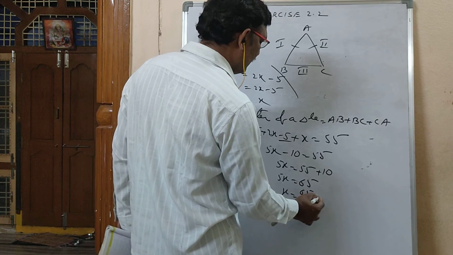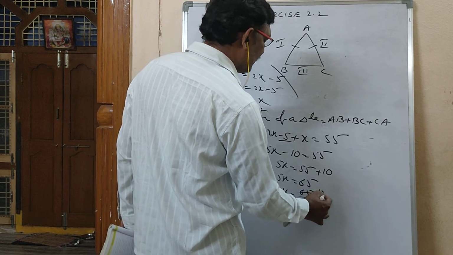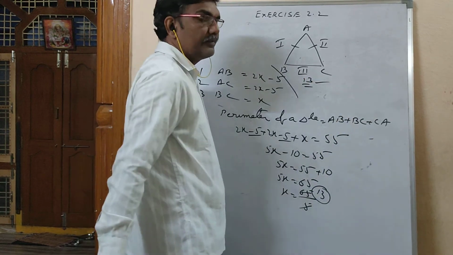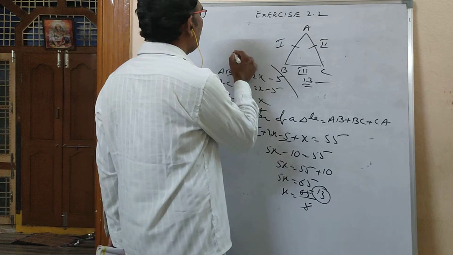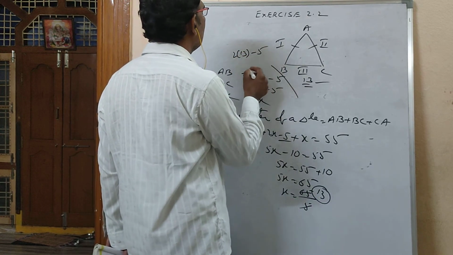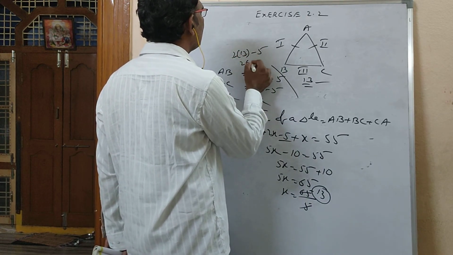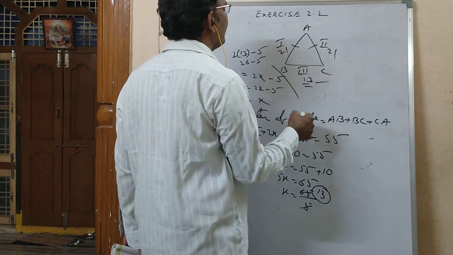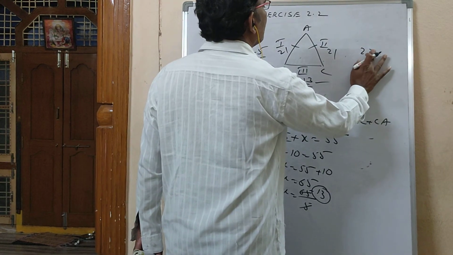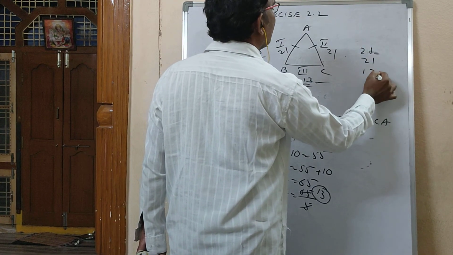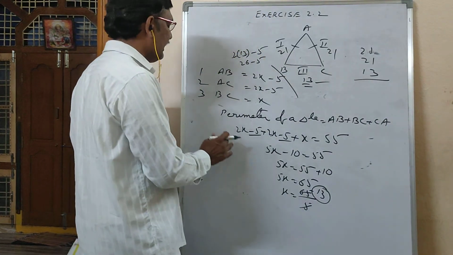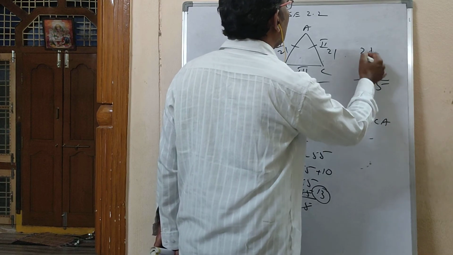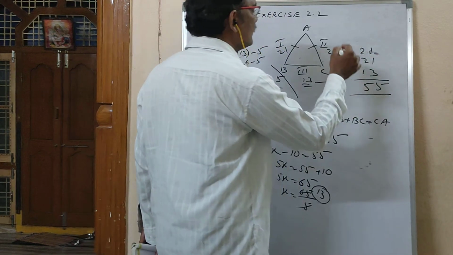x is equal to 65 by 5. So x becomes how much here? 13. One side is 13. Equal side, if you want, 2 into 13 minus 5. 2 13s are how much here? 26. Minus 5, 21. So this becomes 21, 21, 13. If you add, how much should you get here? 55. So 1 plus 1, 2 plus 3, 5. 2 plus 2, 4 plus 1, 5. So you got 55 or not?